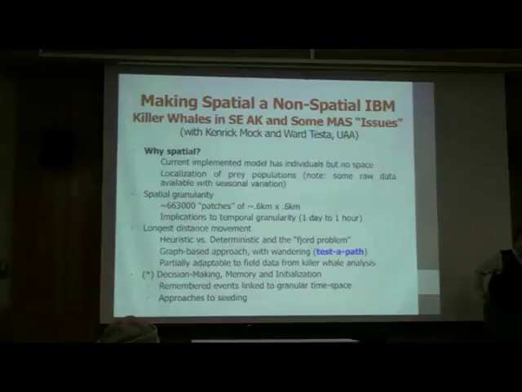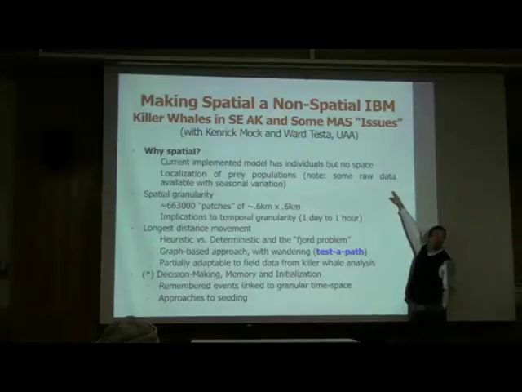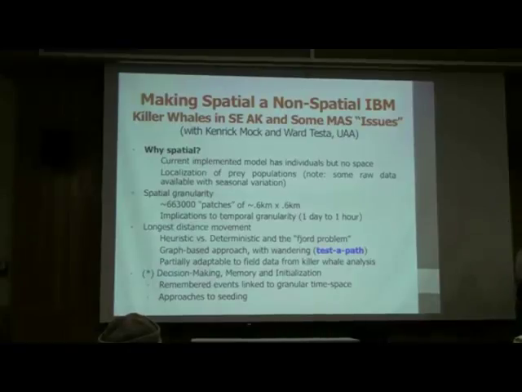Every patch also has all the prey numbers for every different type of prey in the system. That's initially based on field research, so we have a lot of accurate data. There's a lot of raw data available with seasonal variation of the prey. There's also a flag that when a whale has been hunting in a certain area, the prey go into hiding for a certain amount of time. When the prey go into hiding, the success rate of hunting in that patch becomes much lower. So that would be something very spatial.